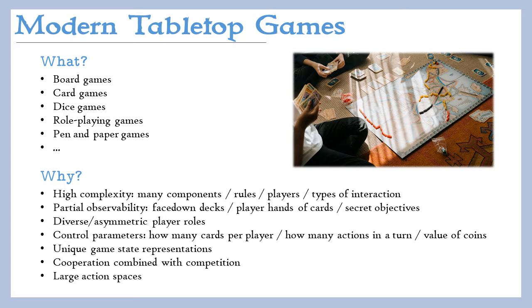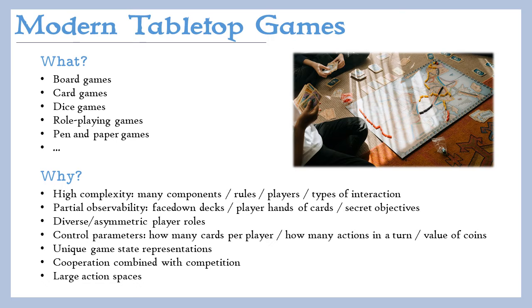Examples include, but are not limited to, board games, card games, dice games, role-playing games, and other pen and paper games. And more specifically, we're looking at modern tabletop games. This term is harder to define, as the type of games we are interested in were played even in ancient times, so not exactly modern, but in this context we refer to those games that are of high complexity.